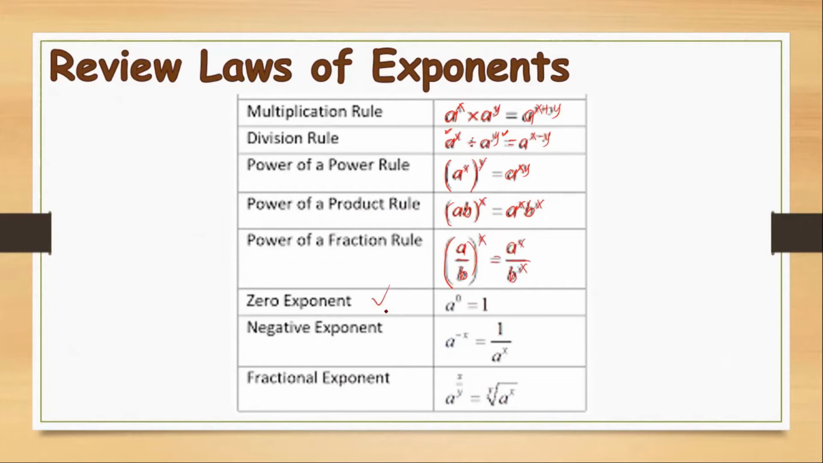Then we have also the zero exponent. If we have a raised to 0, that is equal to 1. So it means that all numbers having an exponent 0, or all the expressions having an exponent 0, will always equal 1. Next is the negative exponent. A raised to negative x is equal to 1 over a raised to x. To make your exponent positive, you have to find its reciprocal. So that is 1 over a, then your exponent will become positive x.